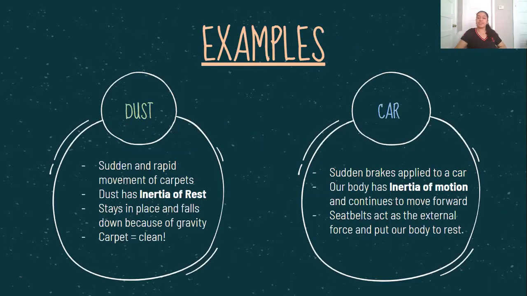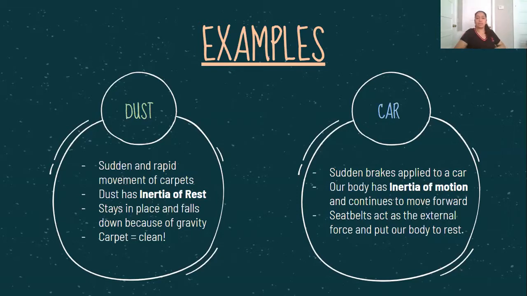So a few examples of the first law of motion, which is also known as inertia, right? There are two types of inertia. We have the inertia of rest, and then there's the inertia of motion. Now, dust is a great example of the inertia of rest. You may have seen that people hang carpets and then hit them with a stick to clean them. Now, the logic behind this is the inertia of rest of the dust particles.